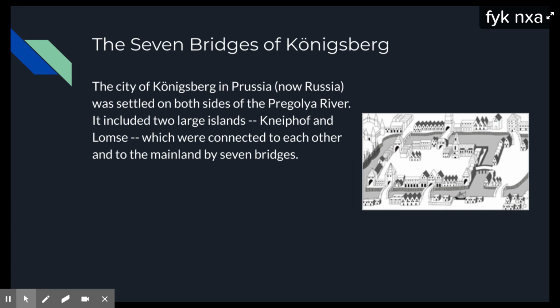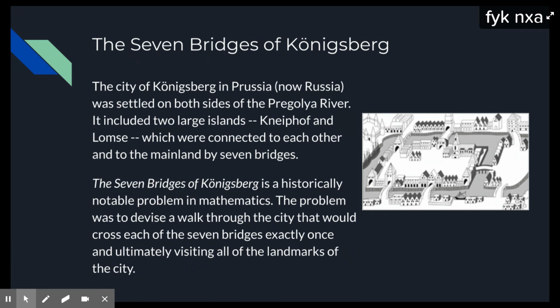So I like to start out the school year with this logic problem, and it's called the Seven Bridges of Königsberg. This city, Königsberg, was in Prussia, which is now Russia, and there's a big river that ran through the middle of the city, and there were 2 big islands in the middle of the city, and they were all connected to the mainland with 7 different bridges total. This is a historically notable problem. It's a logic problem in math, where you try to define a way to walk around the city, walk over the bridges exactly once, and ultimately visit all the different landmarks in the city. And it's a big historical city. So that's what you guys are going to do.